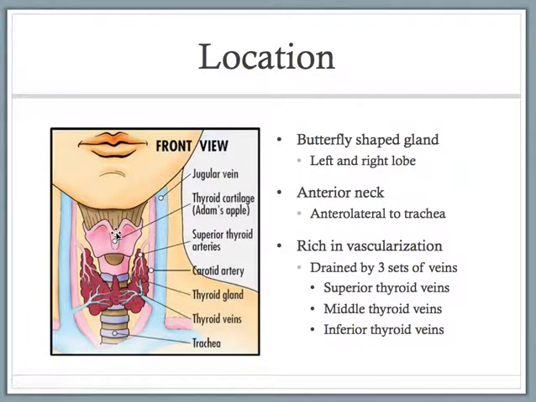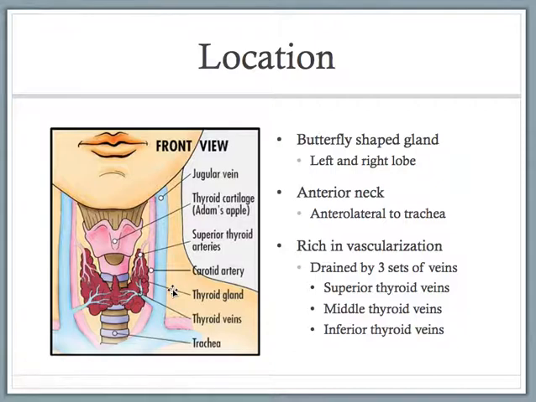And this is spelled out for you on the next slide. So it's butterfly shaped. There is a right and left lobe. There is an isthmus portion, which is just a connecting stalk between these two left and right lobes. It's very heavily vascularized. There are 3 sets of veins that drain the thyroid gland, which is important because these cells in the thyroid are creating thyroid hormone, which are going to travel throughout the bloodstream. So superior thyroid veins, middle thyroid veins, and inferior thyroid veins all drain the thyroid to deliver the thyroid hormones to the body.